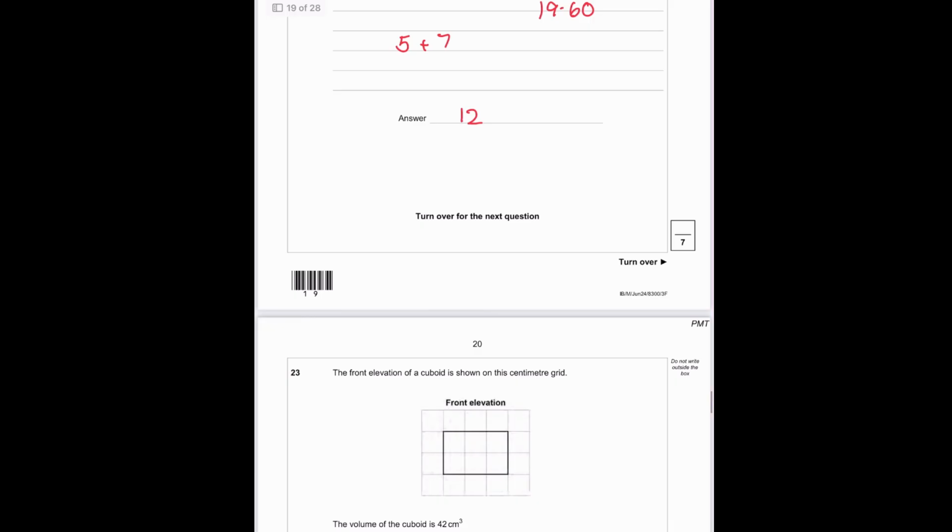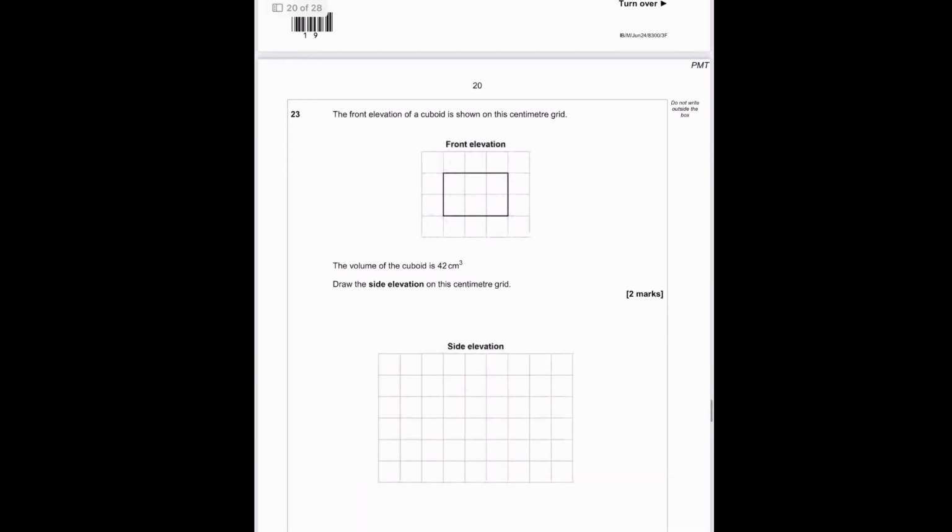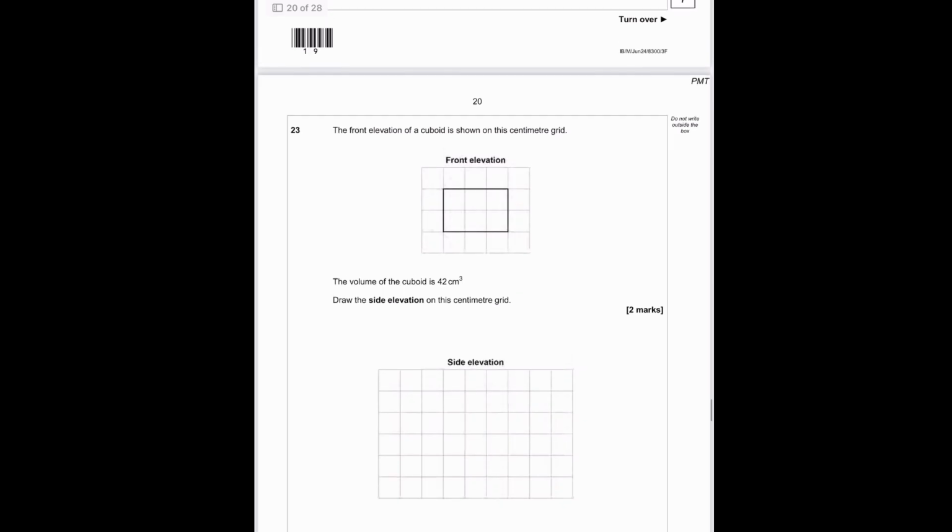The front elevation of a cuboid is shown on this centimetre grid. The volume is 42. Draw the side elevation. So if the volume is 42, we know this is 3 by 2, which is 6. 42 divided by 6 gives me 7. So this must be 7 wide. 1, 2, 3, 4, 5, 6, 7. And it must be 2 up. And there we have it.